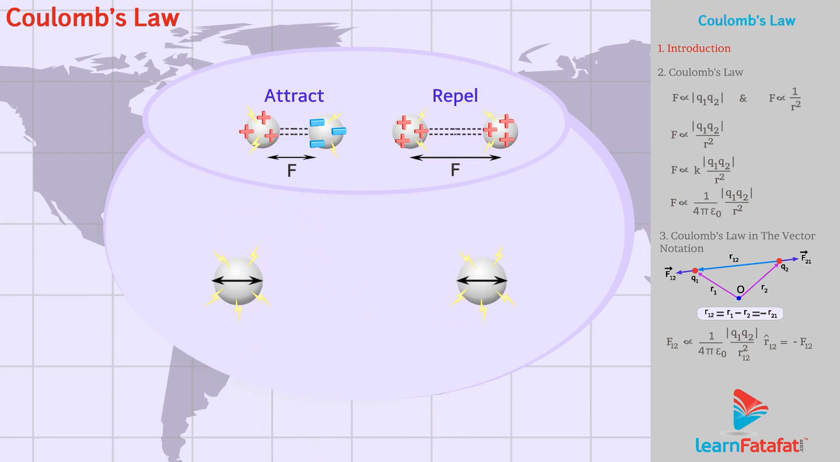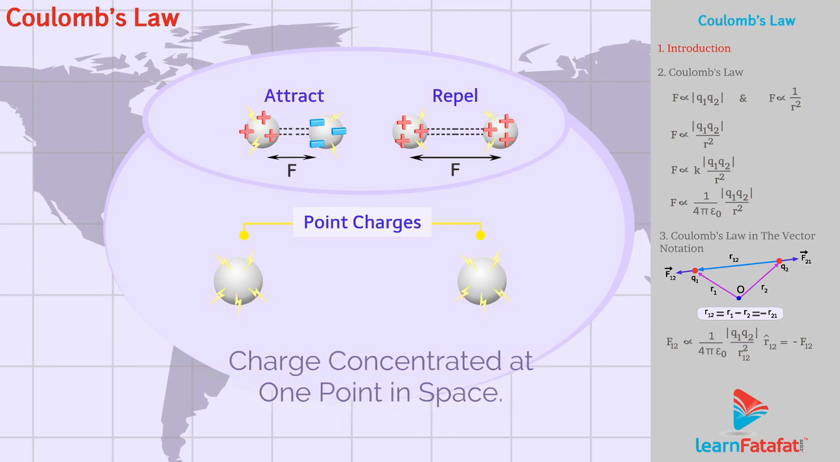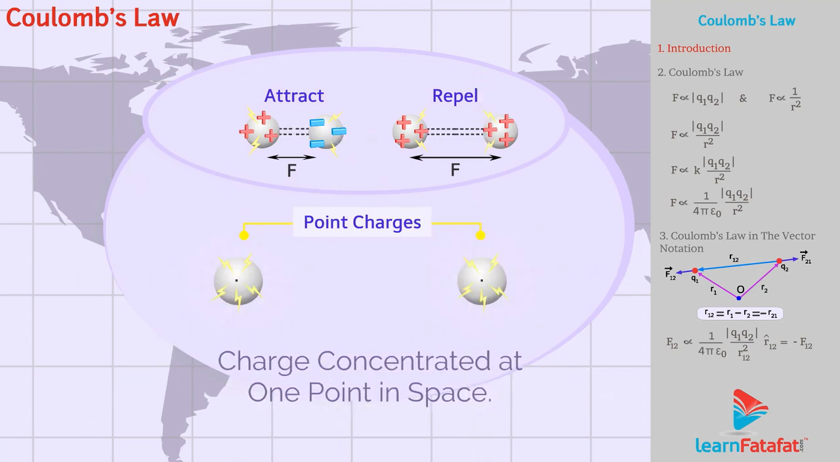If the sizes of the charged bodies are very small as compared to the distance between them, then such bodies are called point charges. For such point charges, all the charge content of the body is assumed to be concentrated at one point in space.